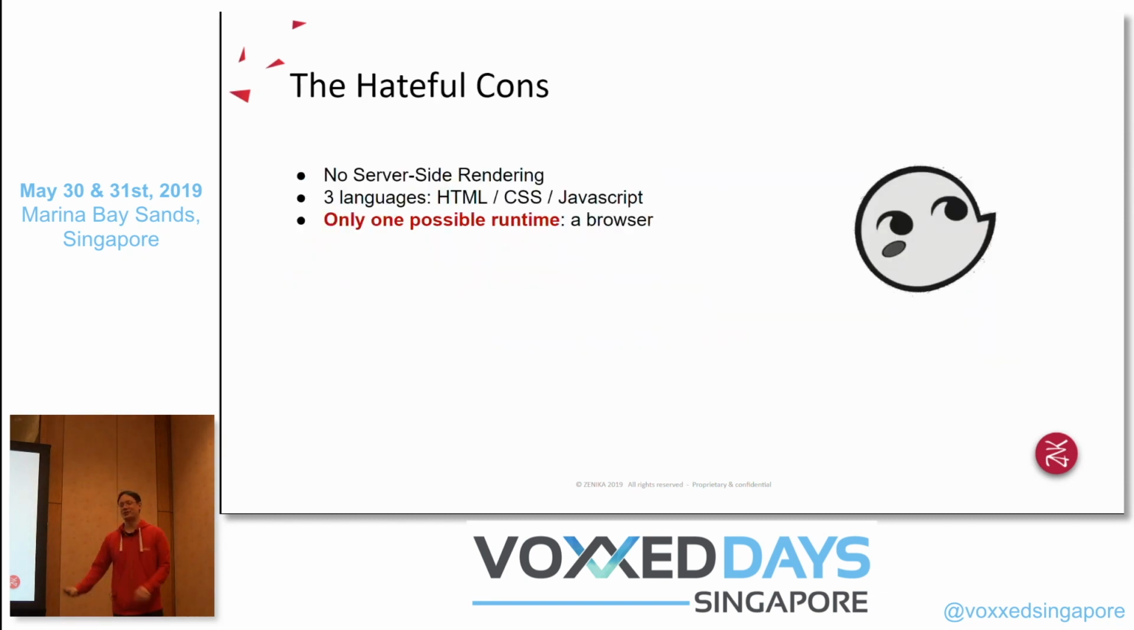The problem with web components now, the Hateful Cons: there will never be any server-side rendering except if you run a browser in the backend. And this is an issue because Shadow DOM is so complex to simulate that you actually need a browser for that. And you always have 3 languages. I told you I'm fine with that because I come from web development. So I like HTML, CSS, and JavaScript, and I think they all matter. But people tend to want only one framework. For example, in React, you do CSS as object-oriented CSS, and I think that's a misconception of things. And you have only one possible runtime, which is a browser.